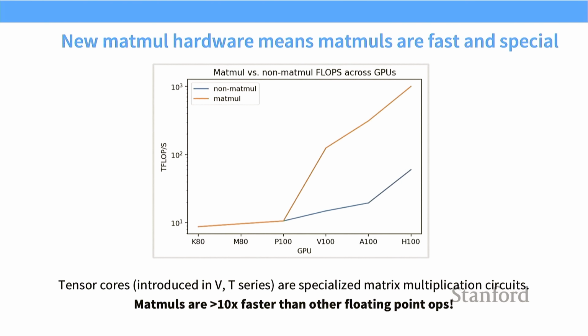But I think now, especially in this day and age, NVIDIA and others have realized matrix multiplies are special. If you're doing deep learning, most of your workload is matrix multiplies. And so matrix multiplies are in some sense blessed operations.